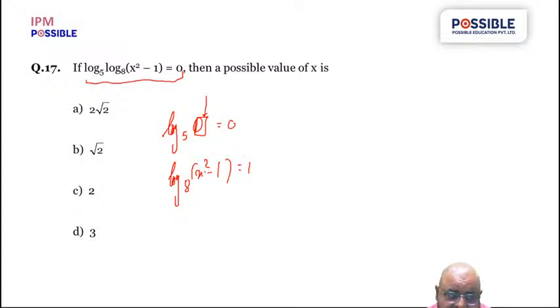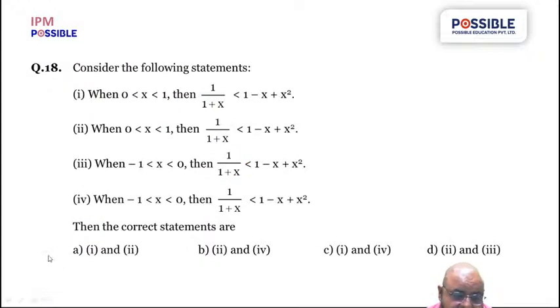And if log of x square minus 1 to the base 8 is 1, I can very well say that x square minus 1 has to be 8, which means x square has to be 9, so x will be 3. This definitely is a question that should be attempted.